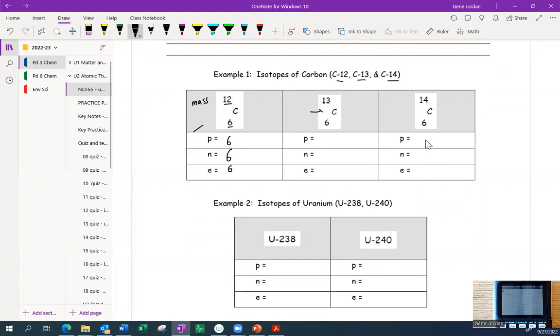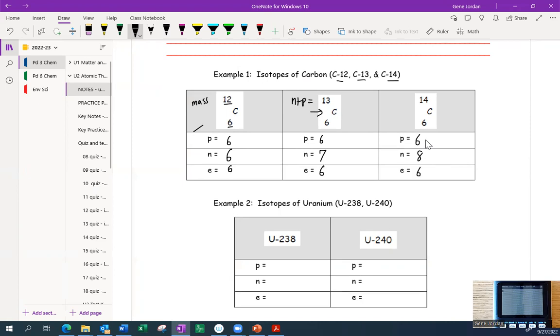Let's take a look at this next isotope. It definitely has 6 protons because that identifies it as carbon, but it must have 7 neutrons because 6 plus 7 equals 13, and it's always the neutrons plus the protons that add up to the mass number. The electrons are a charged particle that cancels protons, so it also has 6, without a charge. Same thing here: 6 protons, this time 8 neutrons, and 6 electrons.